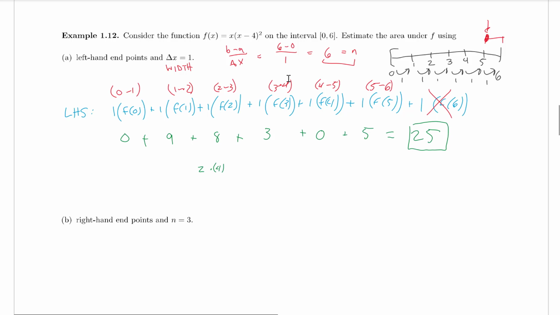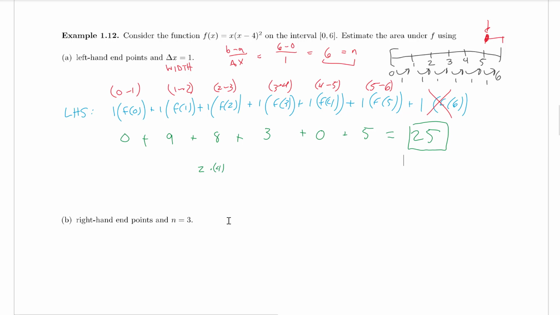That is an area unit, but we don't have any units given to us. So we can think of this as being unit squared or something like that. But we can just say that the estimated area under the curve here is just 25. All right, now let's take a look at part B here.